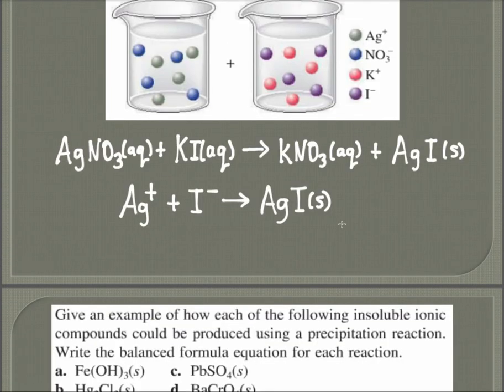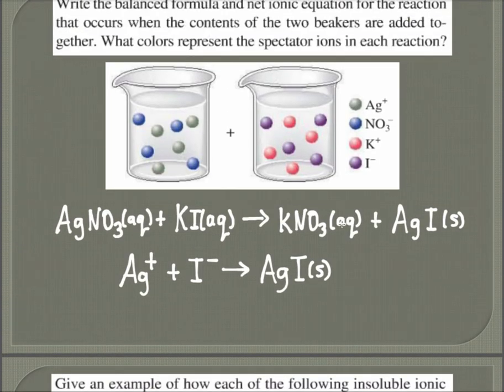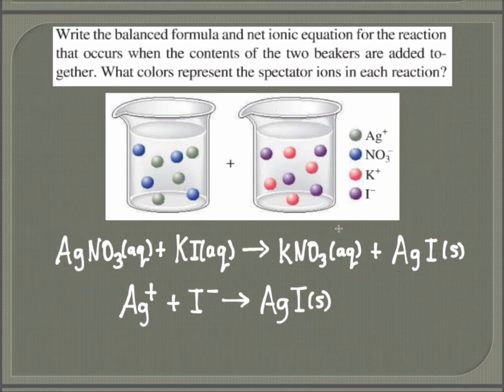Don't look, I'm going too fast, sorry. Silver ion colliding with the iodide ion. It's a +1 -1 combo. And so there's the total molecular equation, formula equation, some texts call it, and the net ionic equation.